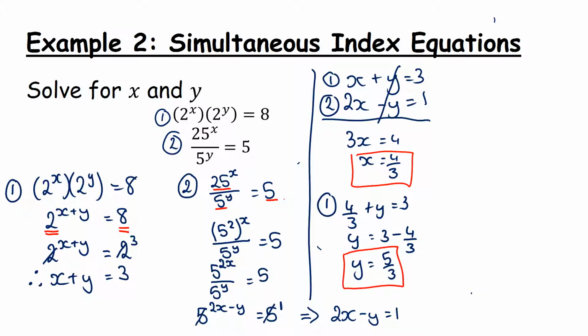So we were just using what we know about index equations to try and get all the base numbers to be the same and to simplify it down into two base numbers, because once we get that, we can ignore the base numbers and simply work with the indices, and that allowed us to create some very straightforward equations that we could work with simultaneously.